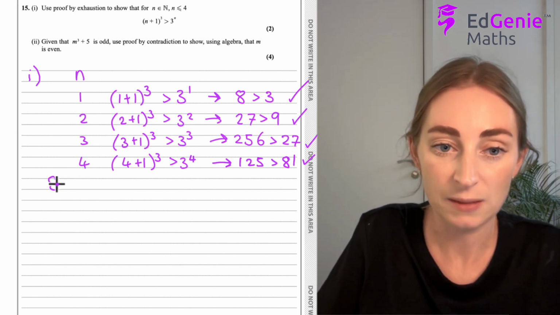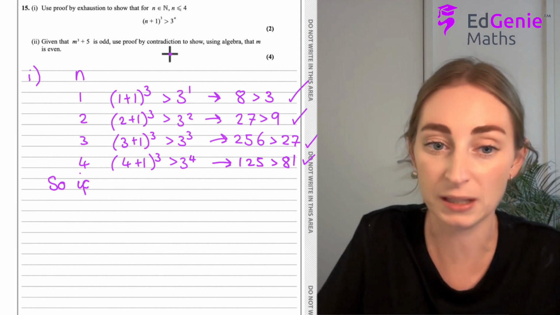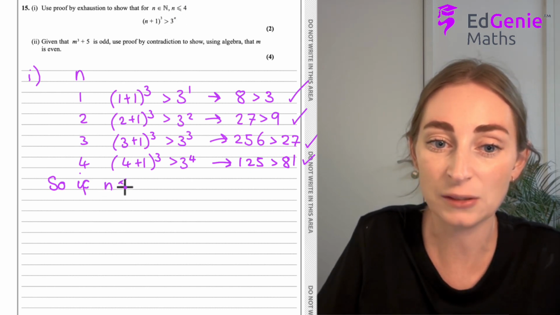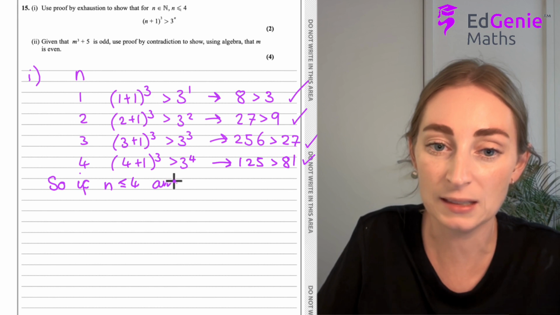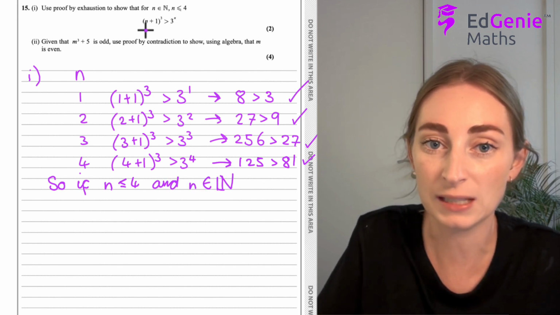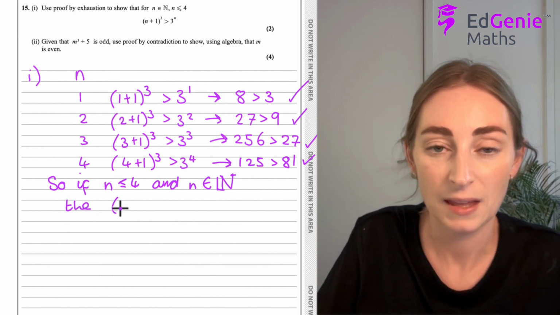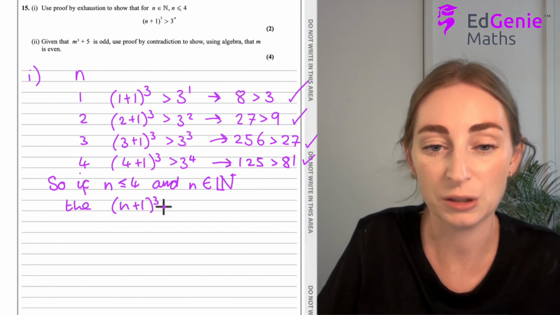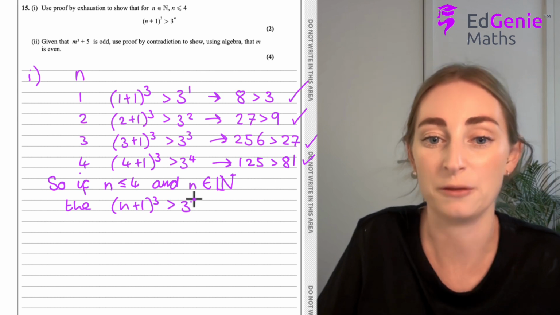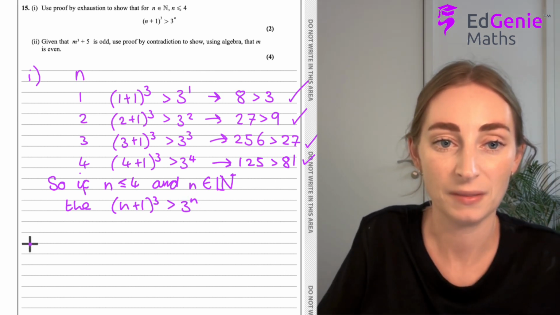So let's put our statement. Basically just copy it from here. If n is less than or equal to 4 and n takes all natural numbers, which again, we're just taking from here, then (n plus 1) all cubed is greater than 3 to the power of n. Done.